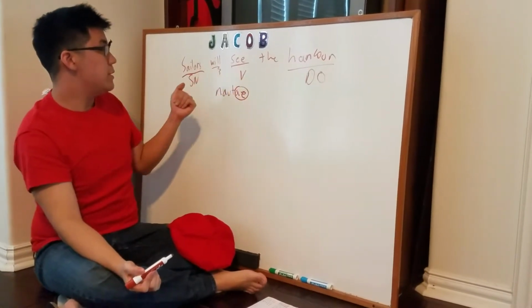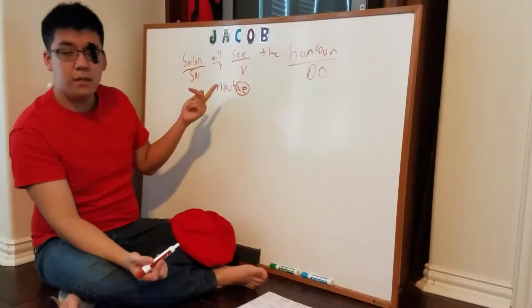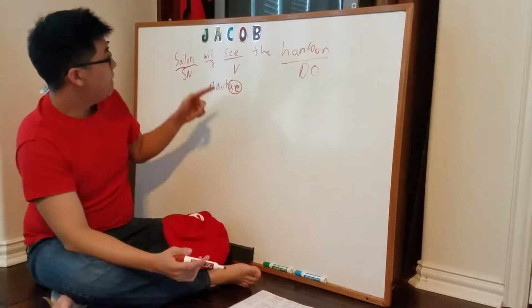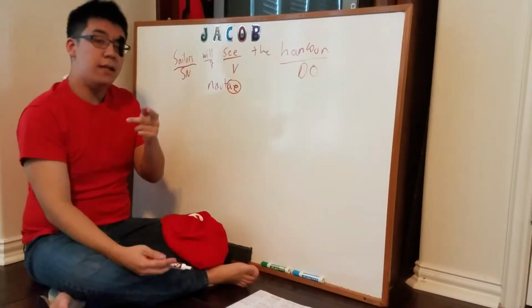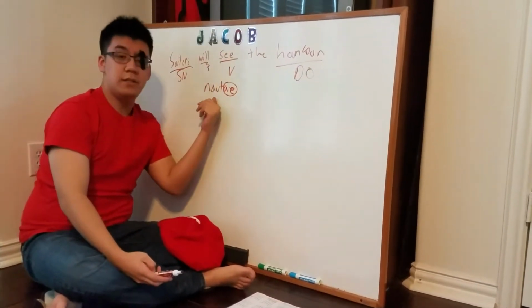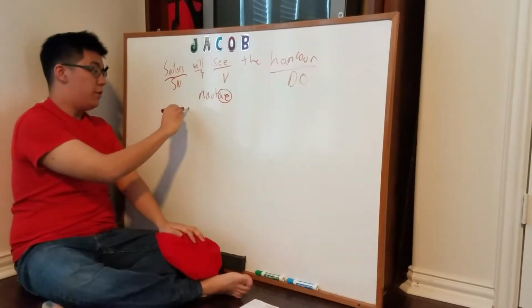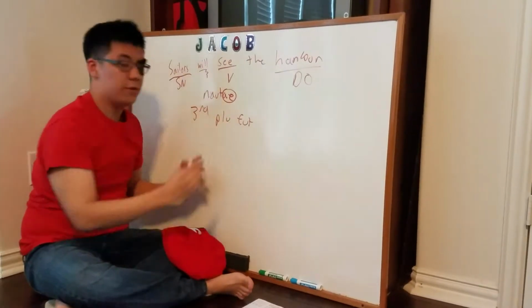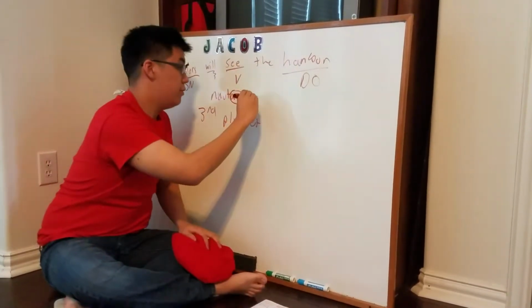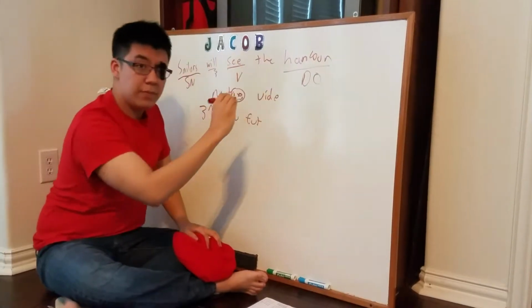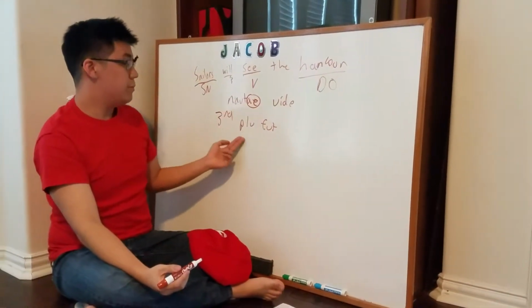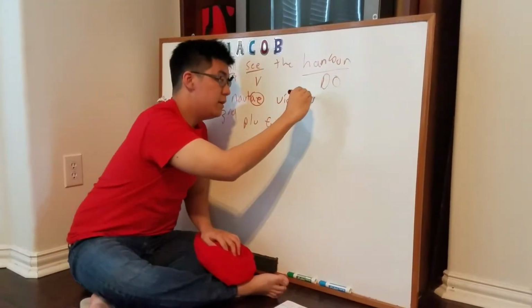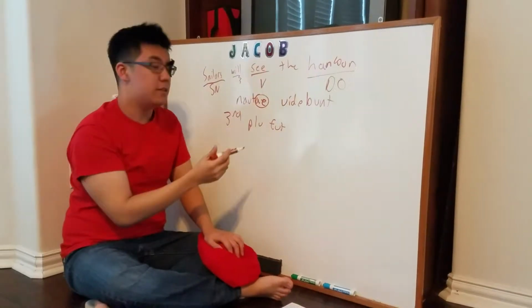Then we have will see. Well, will tells us that the verb will be future. So what is see? It's video, right? Keep in mind, the ending is dictated by the subject. So what do we know? This is a third person, plural, future verb coming from video. So we have vide, the stem, and then what is the third person, plural, future ending? Well, it goes bo, bis, bit, bimus, bitis, bunt. So the bunt is here.